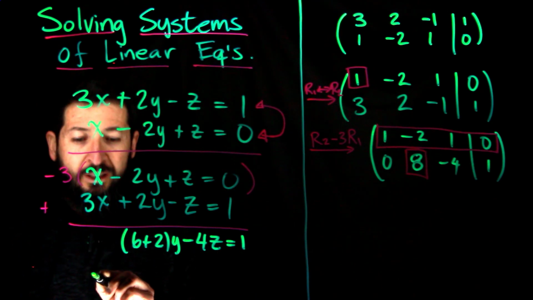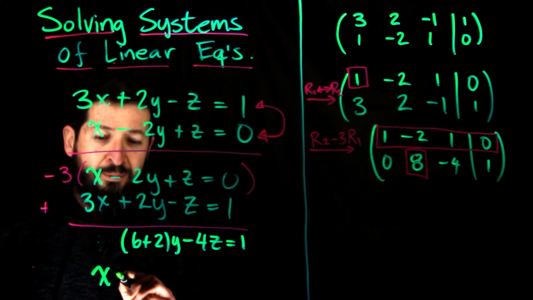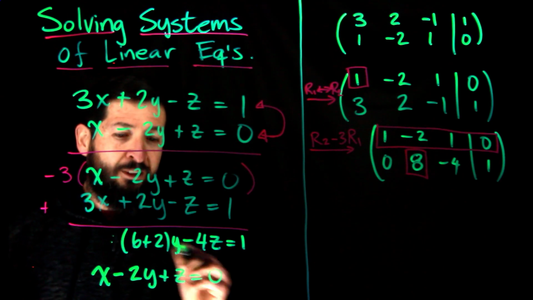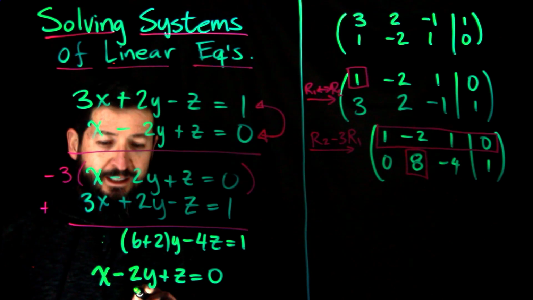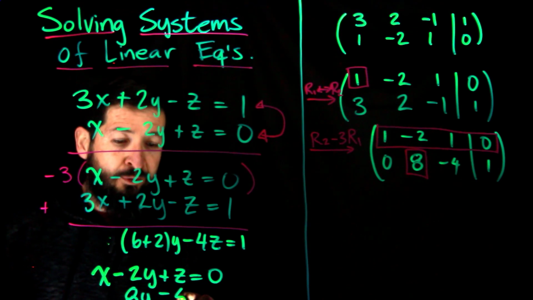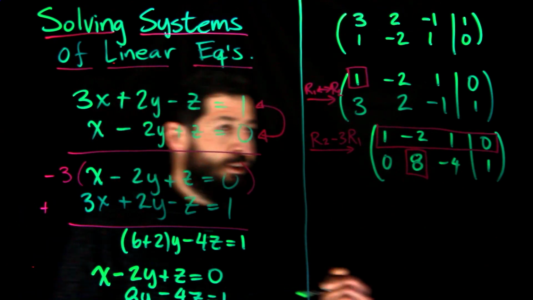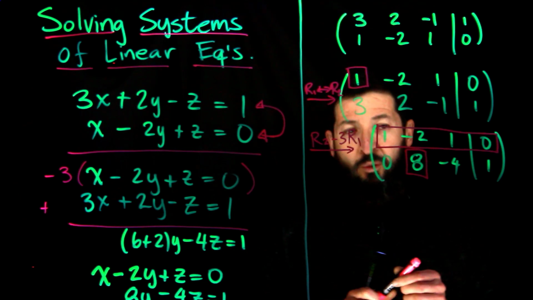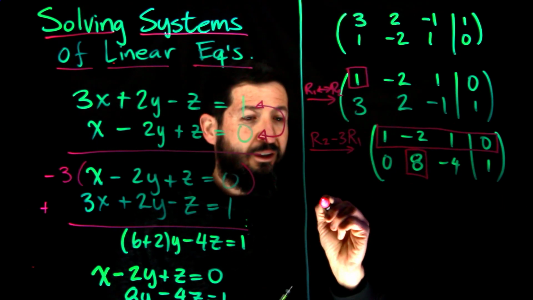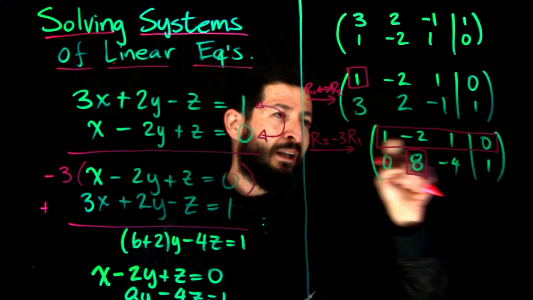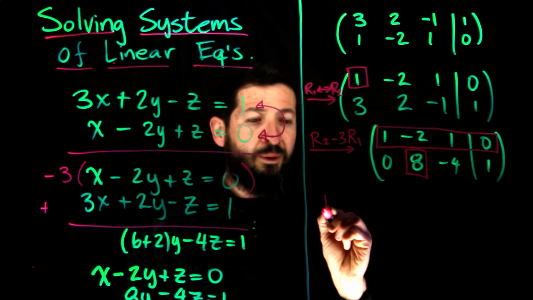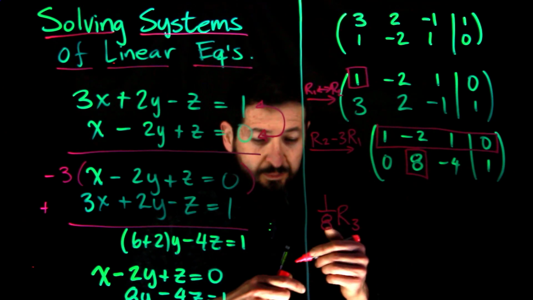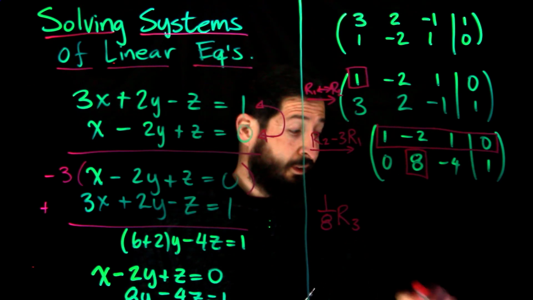And why is that? Well, because right now I already have my equations as x minus 2y plus z equals 0. And the next equation is just that 8y minus 4z equals 1. So what I want now is to turn this into a 1. And so what I'm going to do, I'm going to say, well, I cannot swap with any rows because I'm ignoring this one. This is the only row I have. So I'm going to make it 1/8 of row 2.